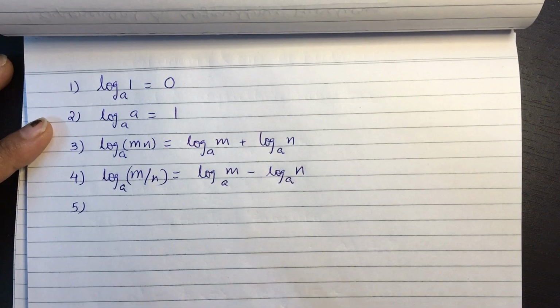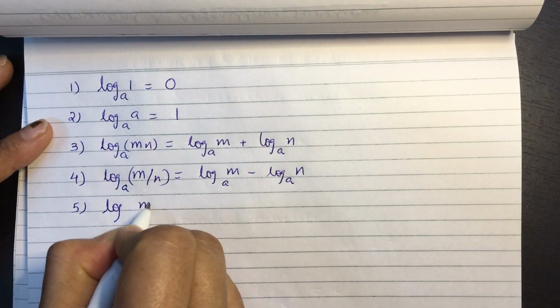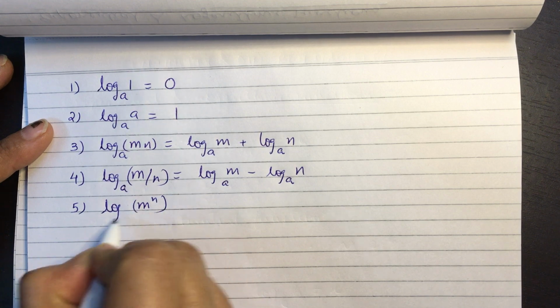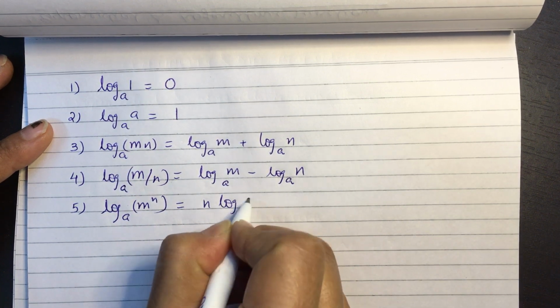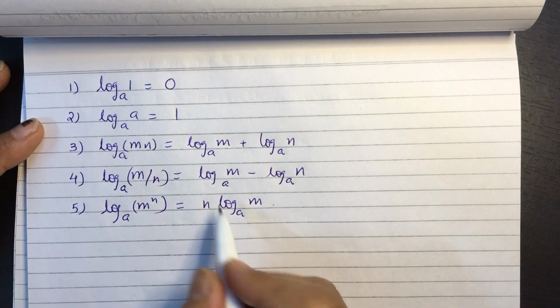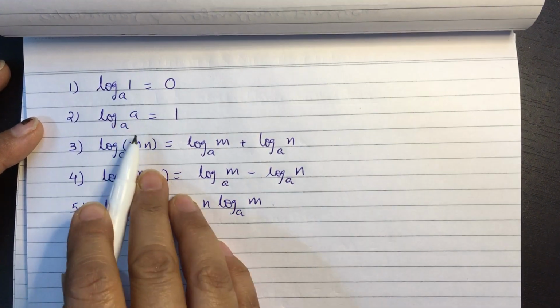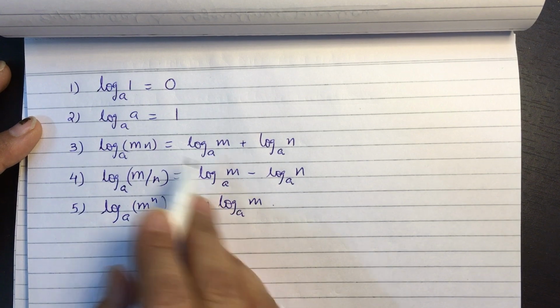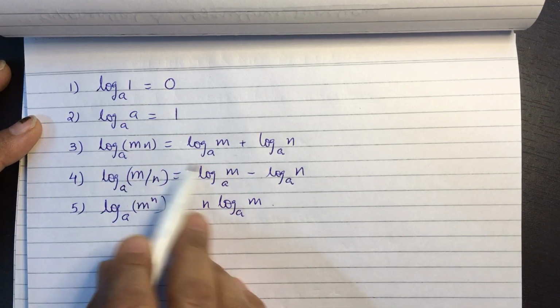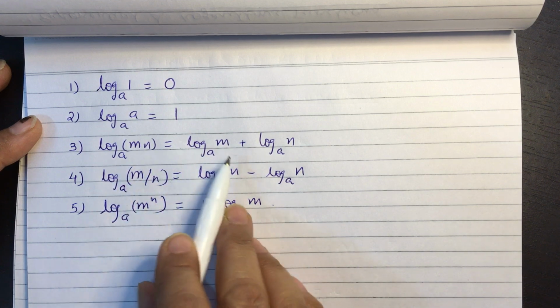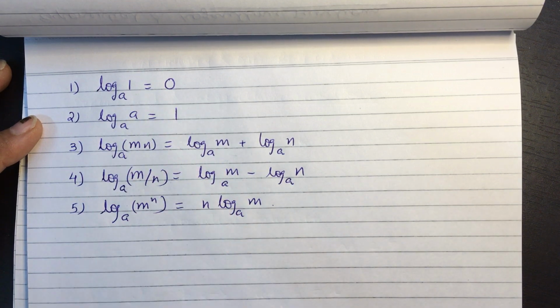The next one is log of m to the power n with the base a is equal to n log m to the base a. The same results get extended to natural log or any log for that matter. You can change the base and write the results accordingly.